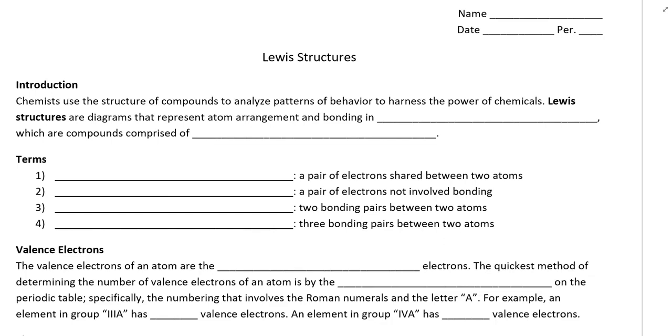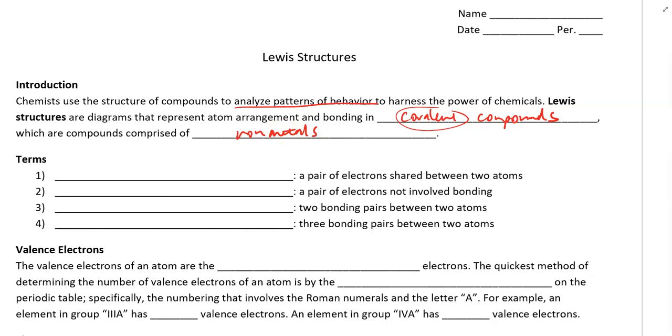All right, so with Lewis structures, these are actually some really nice ways that we can represent some chemical compounds. We use these because it helps to analyze patterns of behavior, and we can really harness the power of these chemicals. The definition of Lewis structures: these are diagrams that represent an atom arrangement and bonding in covalent compounds, right? Specifically covalent compounds, which are compounds comprised of non-metals.